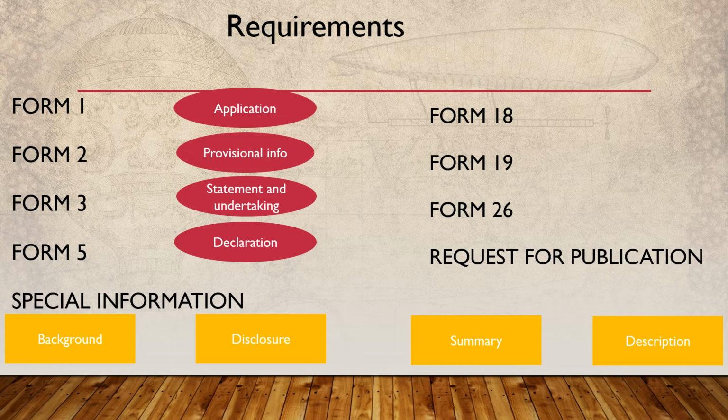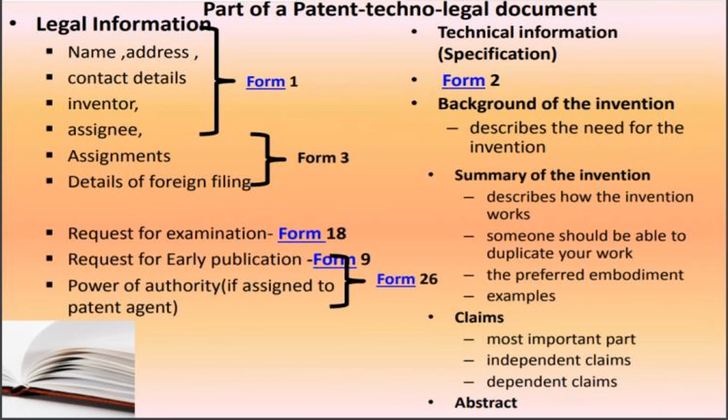Form number 1 is basically the application form. Form number 2 is the provisional information form. Form number 3 is the statement and undertaking form. Form number 5 is the declaration of inventorship. The specification may include the description, the summary, the disclosure, as well as the background.